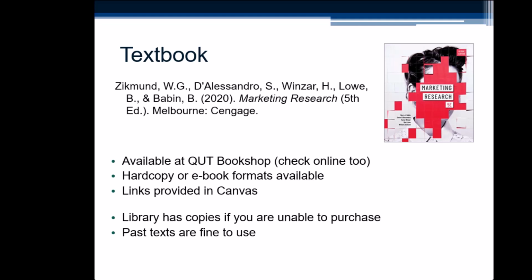So you can purchase this at a variety of sources online in hard copy format, but you can also purchase it through the QUT bookshop, and I'll show you how in a second, in hard copy format but also ebook format. So if you want a cheaper version, or if you want a version that you can have on your electronic device, a mobile smartphone or an iPad or whatever, you can purchase the ebook format instead. If you don't want to purchase it, or you can't afford to purchase it, the library has copies, and to some extent you can also use past editions if you have access to those.